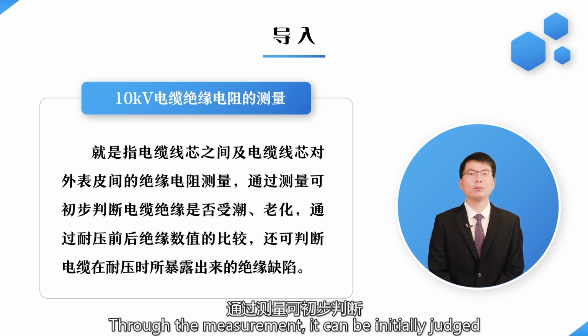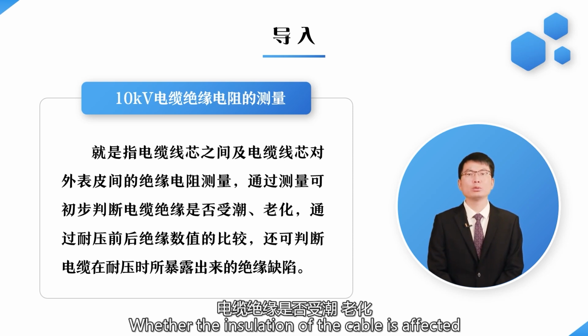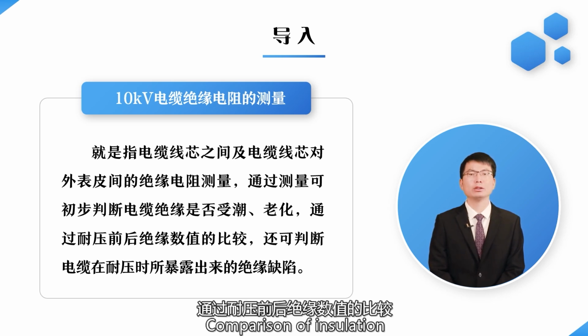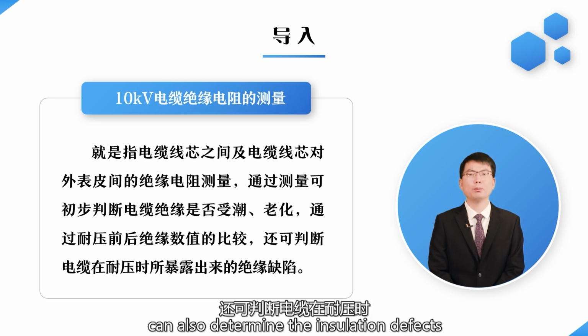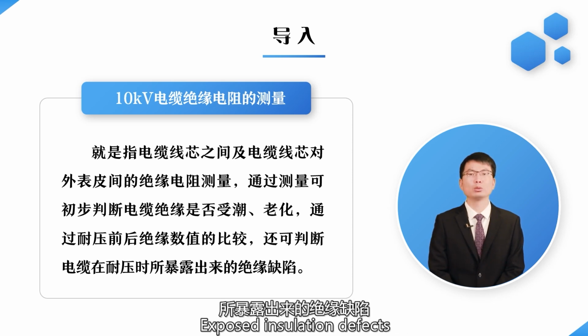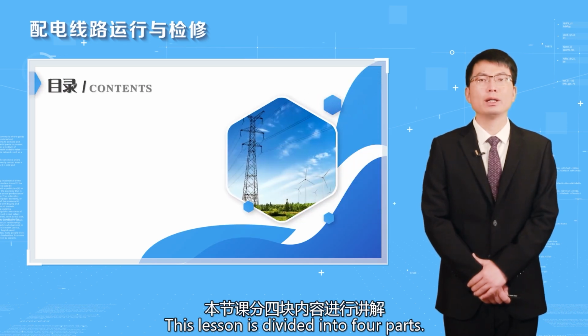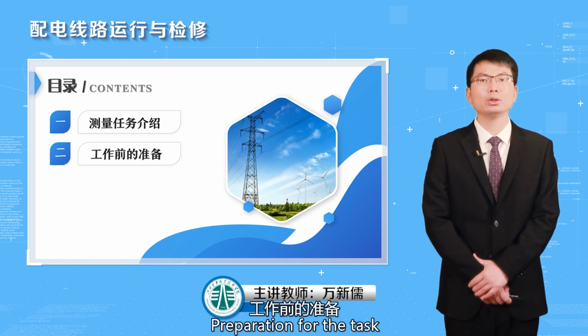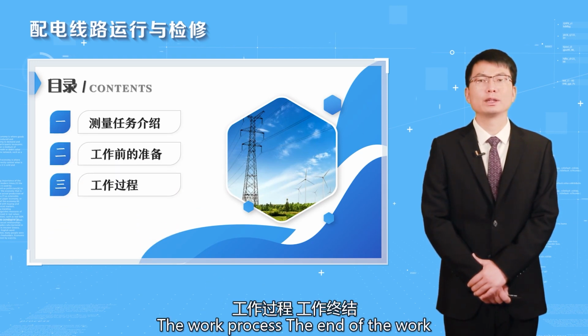Through the measurement, it can be initially judged whether the insulation of the cable is affected by moisture and aging. Comparison of insulation values before and after voltage withstand can also expose insulation defects. This lesson is divided into 4 parts: introduction to the measurement task, preparation for the task, the work process, and the end of the work.